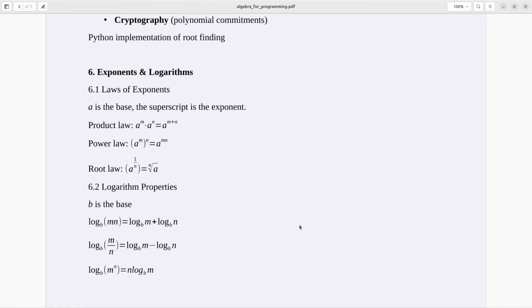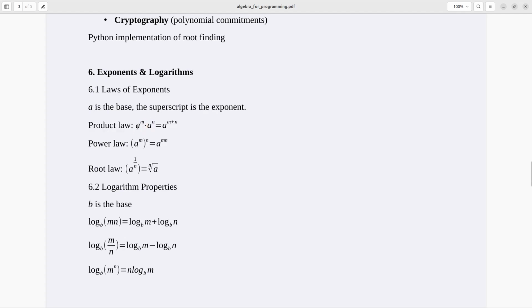Now let's talk about number 6, which is exponents and logarithms. Let us talk about the laws of exponents first. So a is the base, the superscript is the exponent. What does it mean by this sentence? Let's see here. A here is the base, and m here is the power, or the exponent.